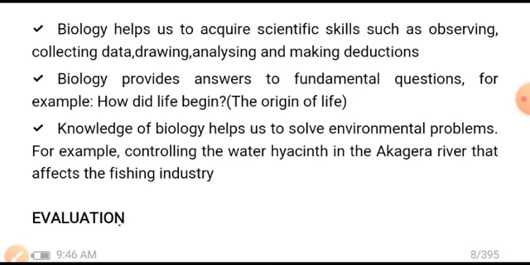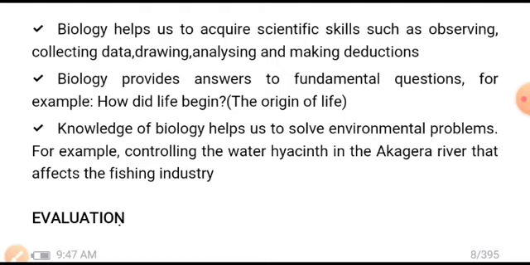Biology provides answers to fundamental questions, for example, how life begins, the origin of life. The foundation of our life is studied clearly in biology, to know where we live and where we come from, our origin. Knowledge of biology also helps us to solve environmental problems, for example, controlling water hygiene in a river that affects the fishing industry. Those are different environmental problems that can be solved by knowledge of biology.